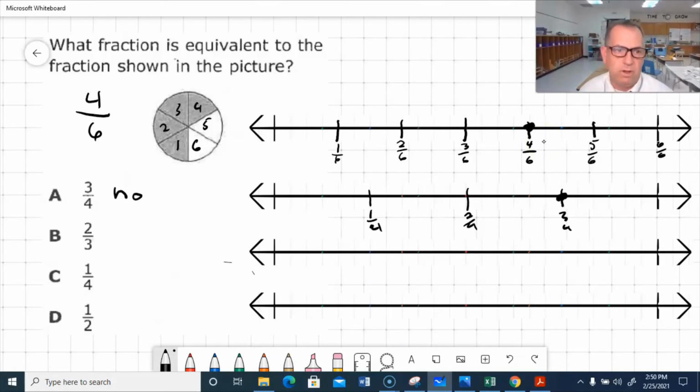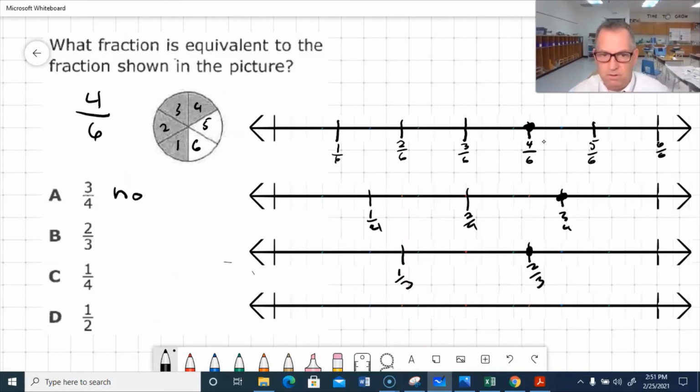Is 2/3 equivalent to 4/6? Okay, let's go ahead and check it out. I'm going to break this number line into 3 equal parts. This is going to be my first part right here. And this is my second part. So this is 1/3. And this is 2/3. And 2/3 is right here on my number line.